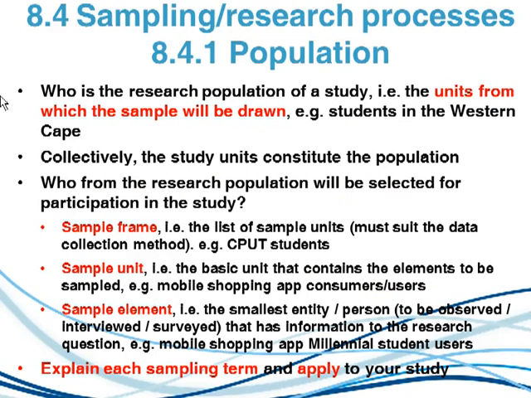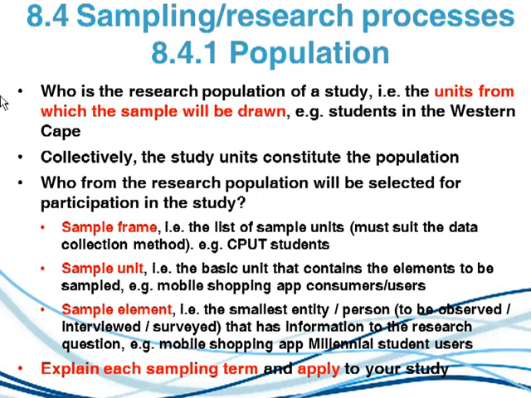The sampling frame is the list of sample units. So in his case, it would be CPUT students. He's got a frame of all CPUT students. The sample unit is the basic element that contains the information. So this is mobile shopping app consumers from his example. Sample element is the smallest entity to observe. So this would be a mobile shopping app millennial student user.